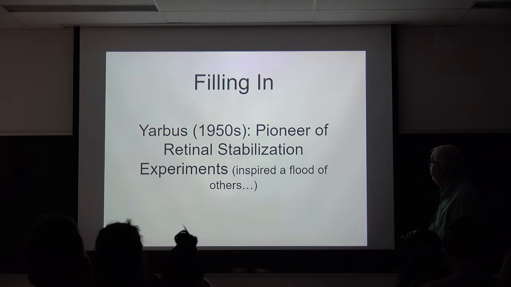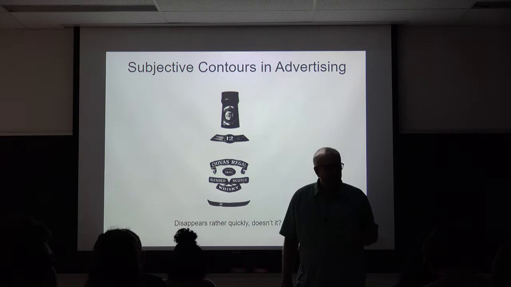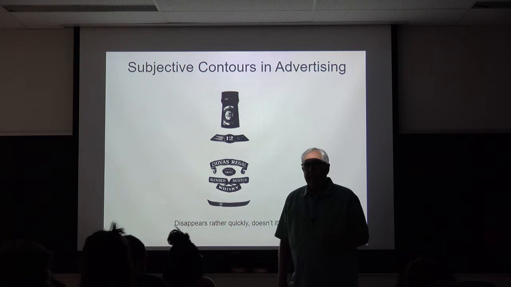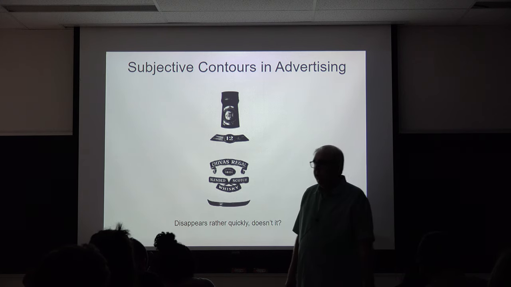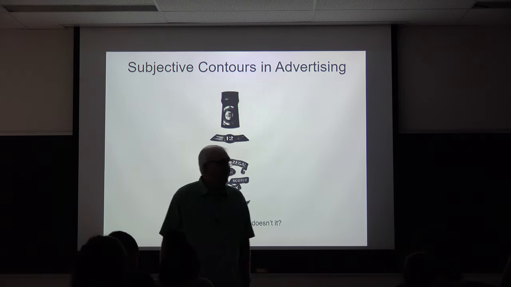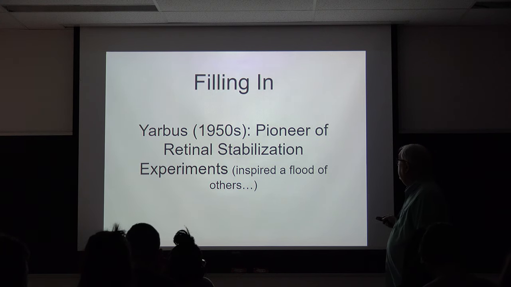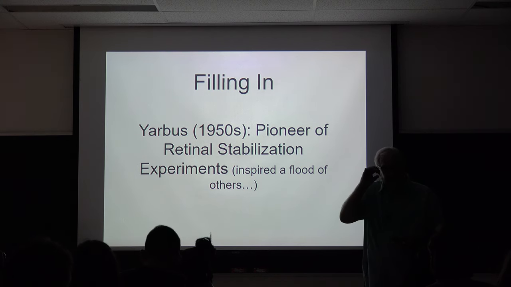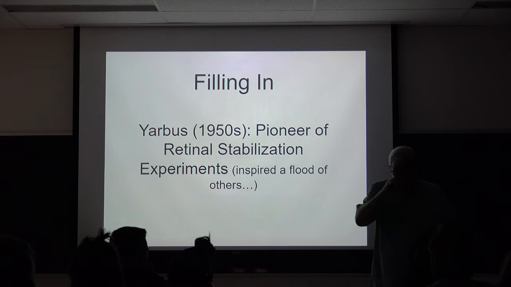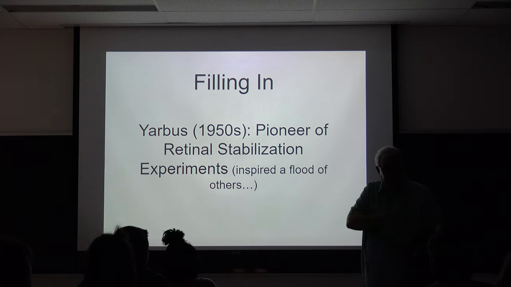But all right, what I'm going to try to do now is give you an explanation of why that happens and some of the history of how it was discovered. The explanation is based on some studies that were done by a Russian researcher named Yarbus, who was playing around with stabilized images in the 1950s. Now, I'm not exactly sure how he did this. I think he had some kind of contact lens he could put on the eye, and then the contact lens would change the image with the eye, so when you move your eyes, nothing would change.